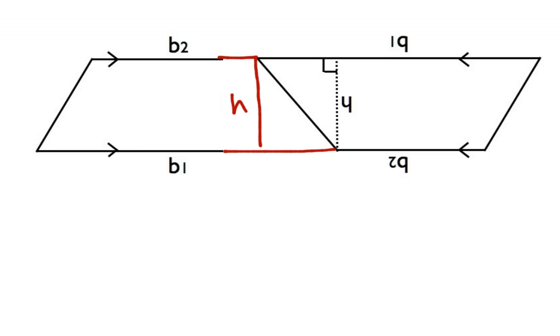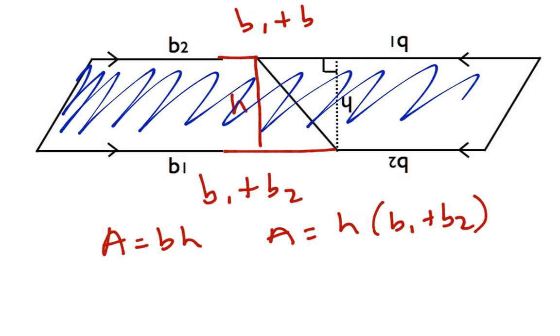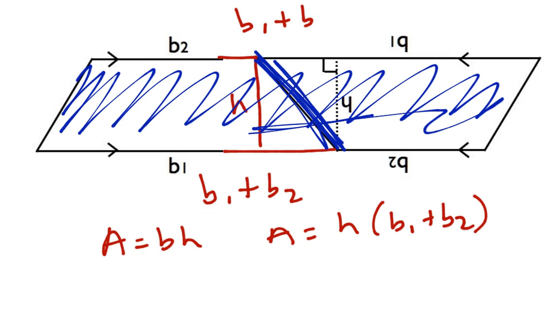And the base now is B1 plus B2 on top and on the bottom. So if I did the parallelogram area formula, which is base times height, in this case I would have height, which is H, times B1 plus B2, which is my base. But that would give me the whole thing, which is too big. I only want half of it. I only want to go to here. So that's why we divide by 2. So that's another way to look at it.